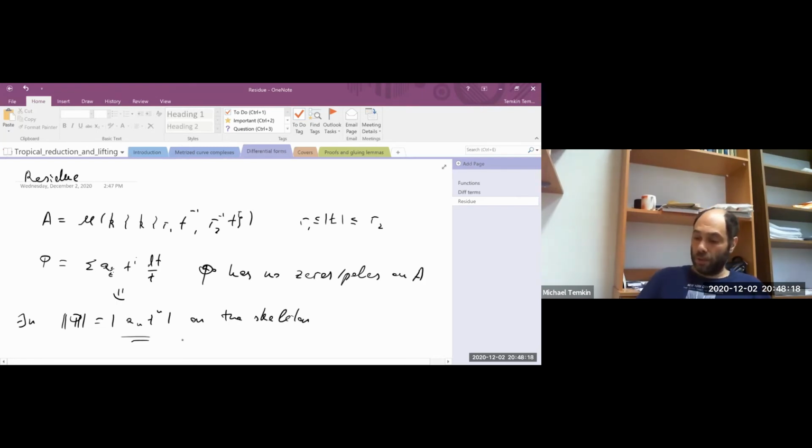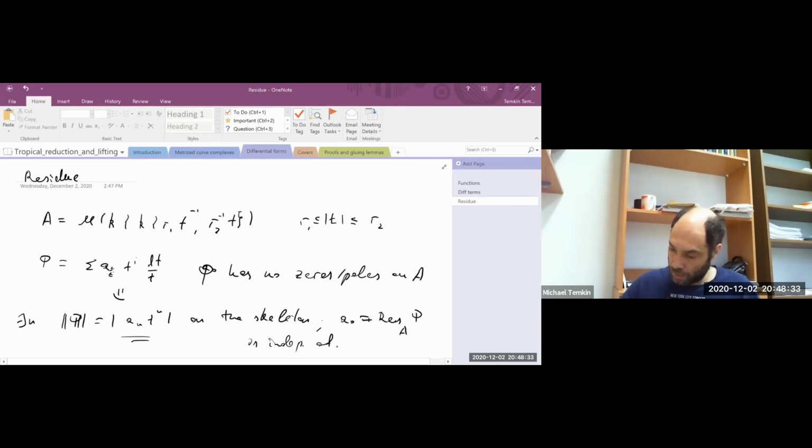So there is one dominant term. And second, A0, which I'll denote as residue of phi along A, is independent of coordinate. So it's an invariant.